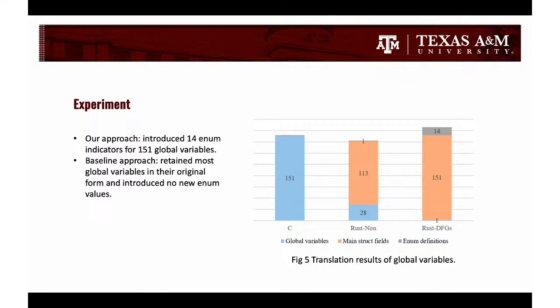The blue color indicates global variables, and for the baseline, 28 of them remained as static variables, that is, immutable. And the orange is the struct fields, which ensures safe memory management and satisfies Rust's lifetime requirements. The gray ones are enum indicators, that is, to help prevent the multiple borrowing problem.